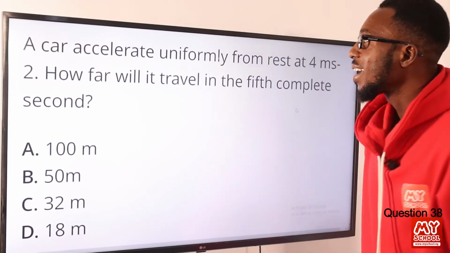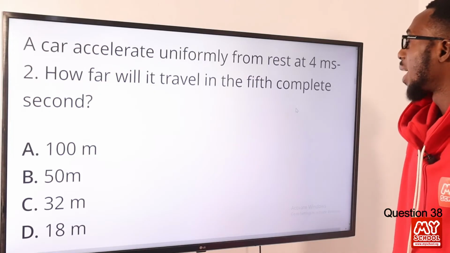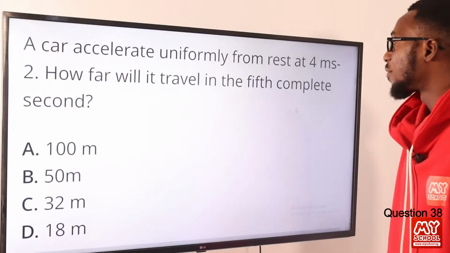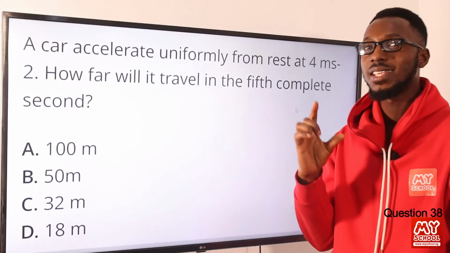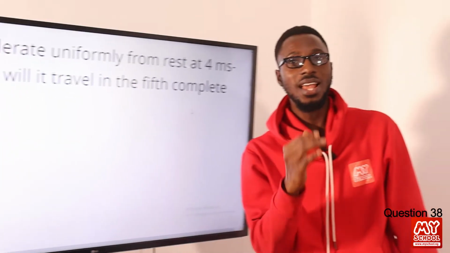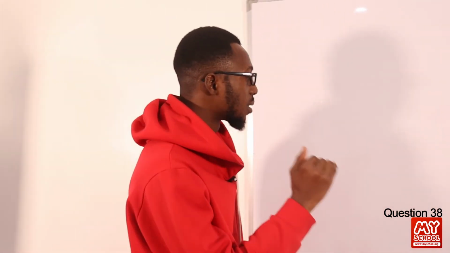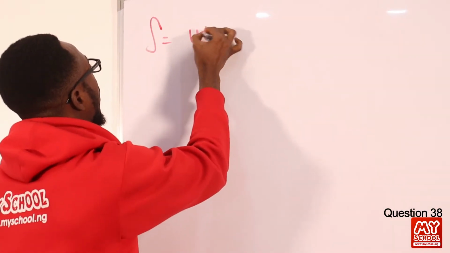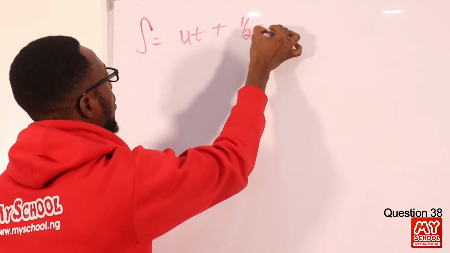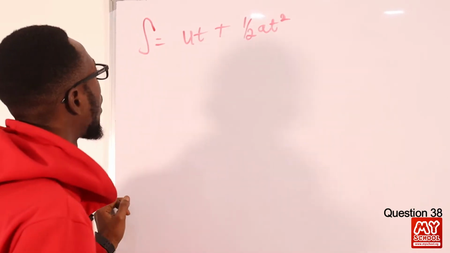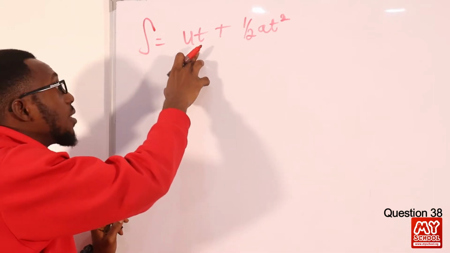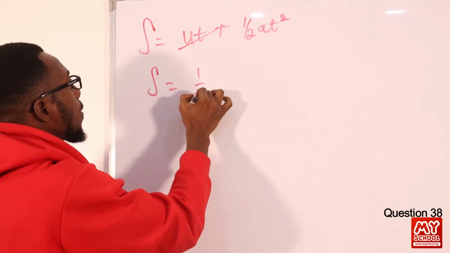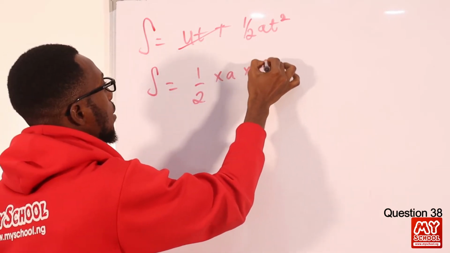38. A car accelerates uniformly from rest at 4 meters per second square. How far will it travel in the fifth complete second? We can use S equals UT plus half AT squared. Remember this equation of motion. Of course, there are other methods that you can apply, but I would just like to stick to this. From rest, that means 0 times t, so this is gone out of the equation. What I should have left is half times A times T squared.